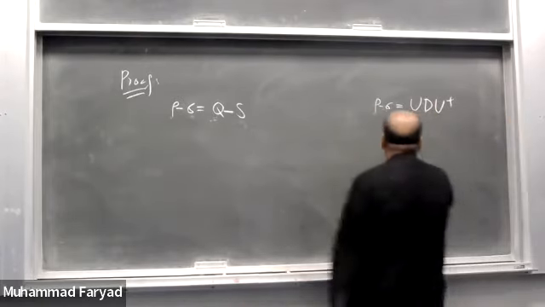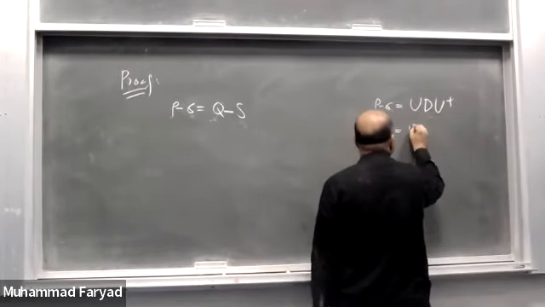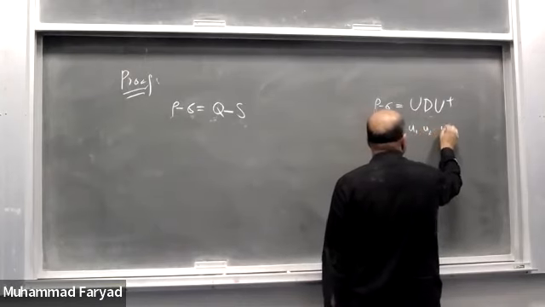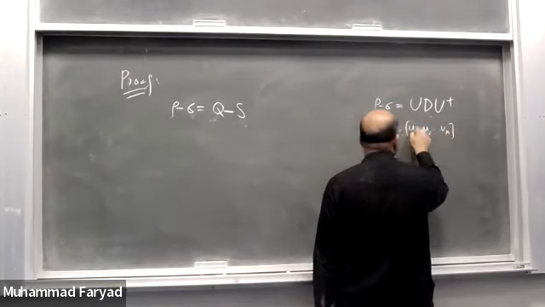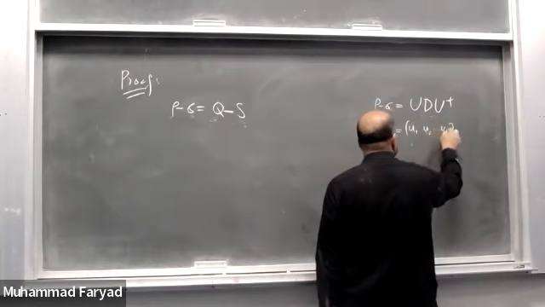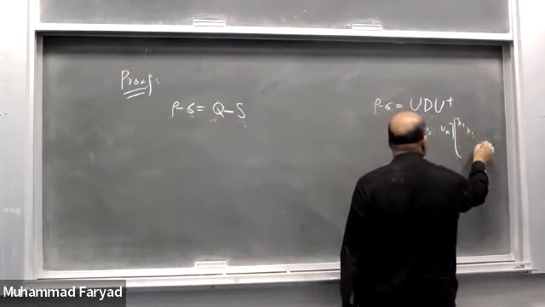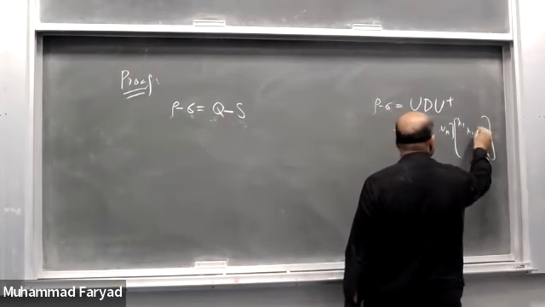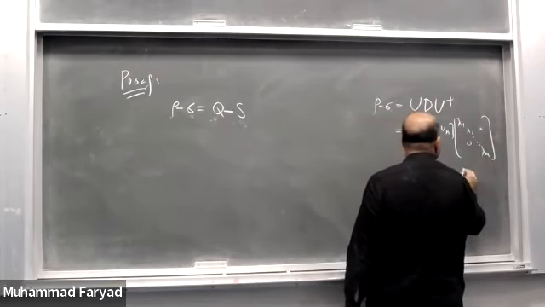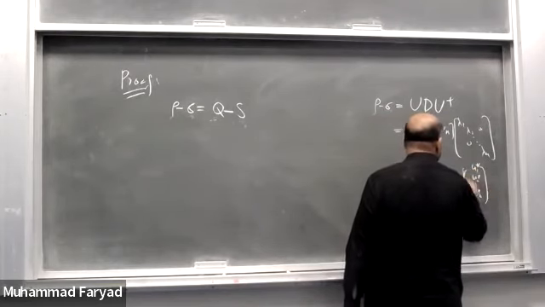So it means I can expand this thing like this: u1, u2, all the way to un, where each u is a vector, and this D would be lambda 1, lambda 2, all the way to lambda n, everything else at 0, and then the matrix here, u1 star, u2 star, all the way to un star. Okay.